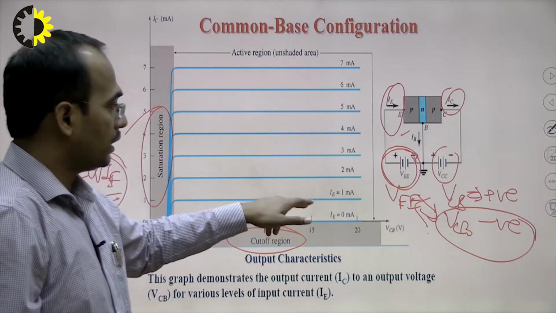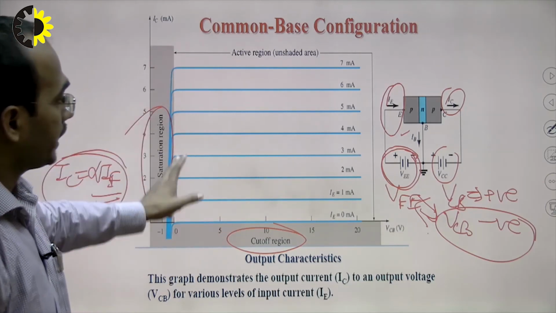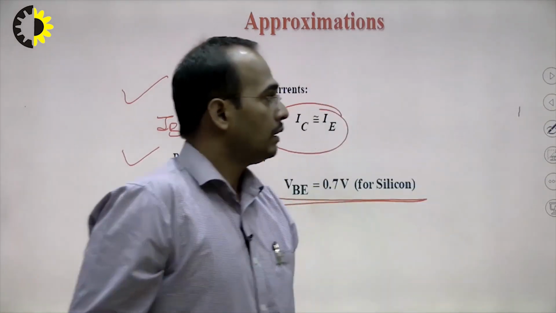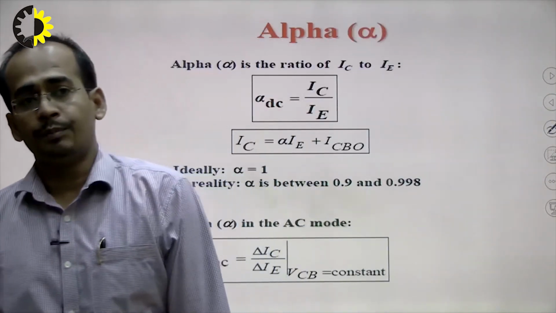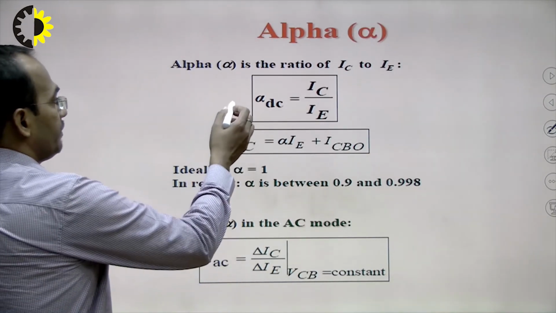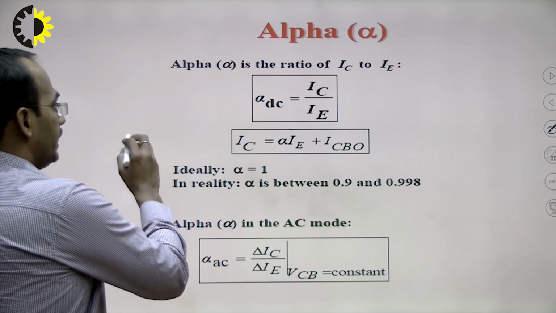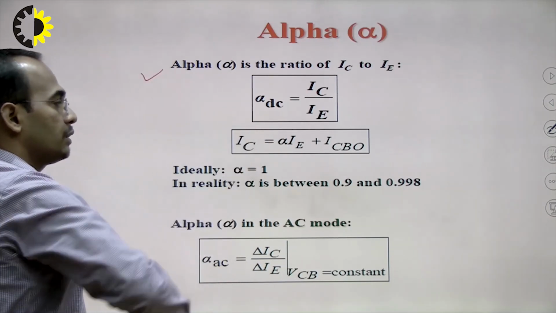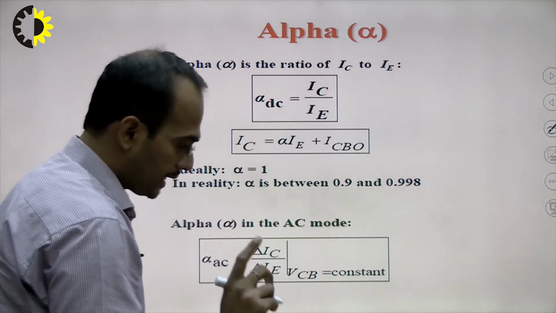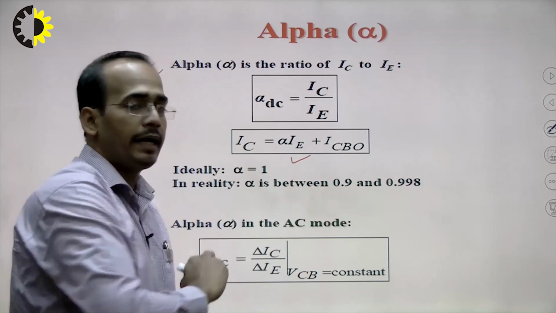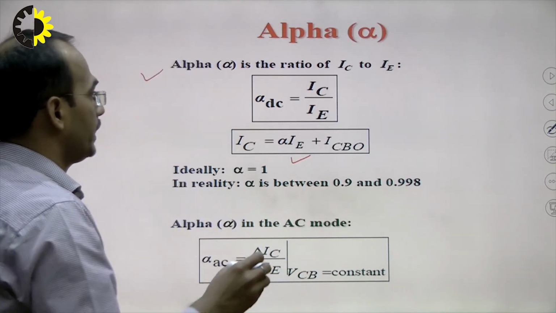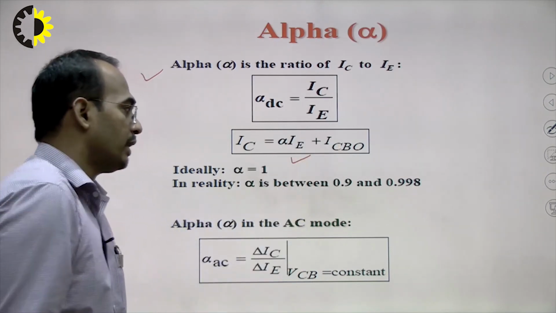By varying the input current IE, the collector current is varying. So the output current is dependent upon the input current IE. So this is a current controlled device. The current amplification factor, or current gain, for common base configuration, alpha DC, is equal to IC upon IE. The output current is equal to IC majority plus IC minority. IC majority is alpha IE, and IC minority is ICBO, the collector to base current when the emitter is open.